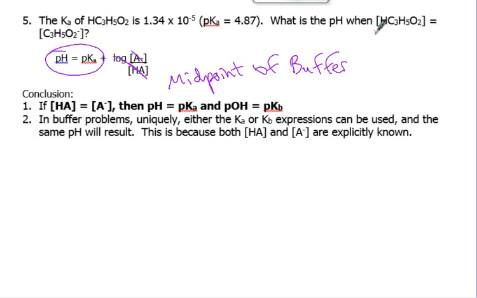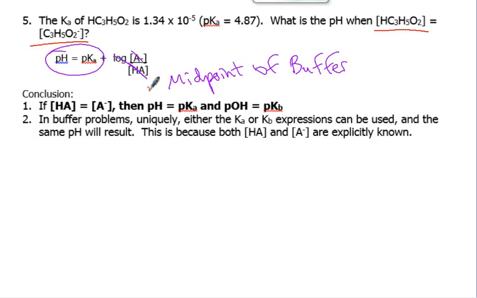What is the pH when this value equals this value? If the acid is equal to the anion, what would happen if they were equal to each other? They would cancel each other out. And you'd have the log of 1. The log of 1 is 0. And therefore the pH would be equal to the pKa at that point. This has got a specific name. It's called the midpoint of the buffer. That's where you've used half of your acid up and made an equal quantity of conjugate.